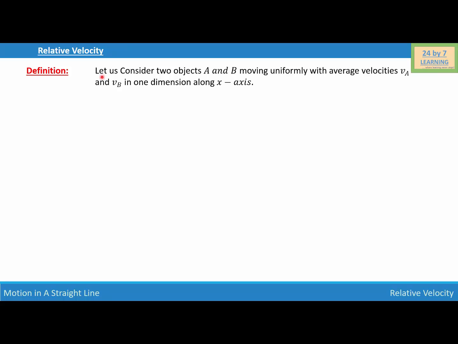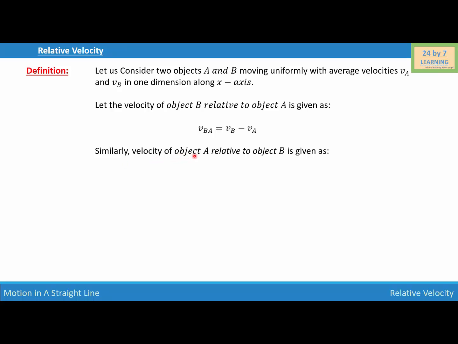In order to explain the relative velocity, let us consider two objects A and B moving uniformly with average velocities VA and VB in one direction along the x-axis. So basically we are considering two objects A and B with velocities VA and VB along the x-axis because we are considering one-dimensional motion. Then the velocity of object B relative to object A is given as VBA is equal to VB minus VA, and similarly the velocity of object A relative to object B is given as VAB is equal to VA minus VB. And this is how we will define relative velocity.